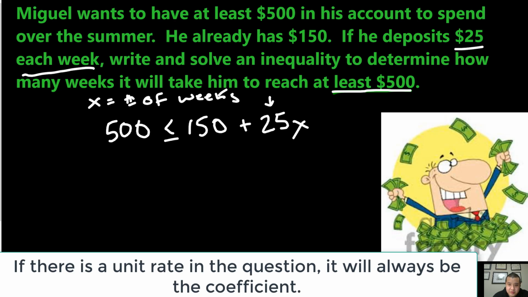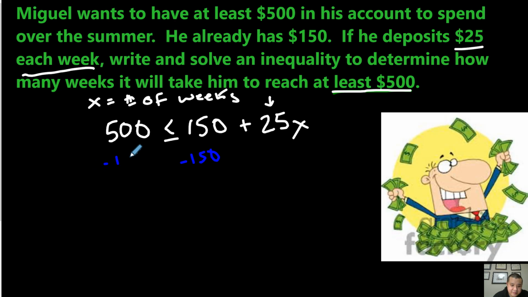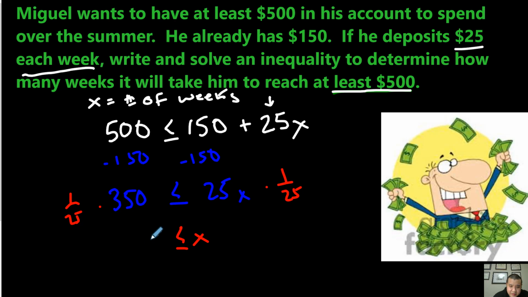So we're going to solve by subtracting 150 from each side. Okay, and that gets us 350 is less than or equal to 25x. And then we're going to multiply both sides by 1 over 25, which means that x is greater than or equal to, what is this going to be, 14.